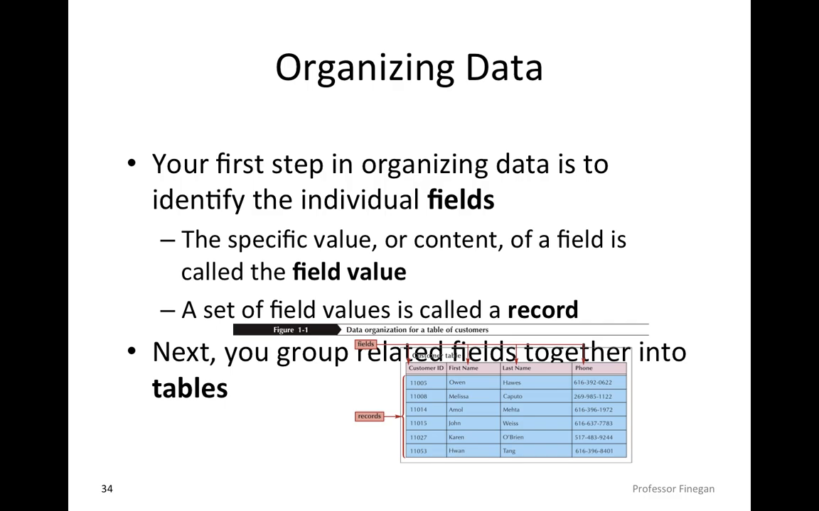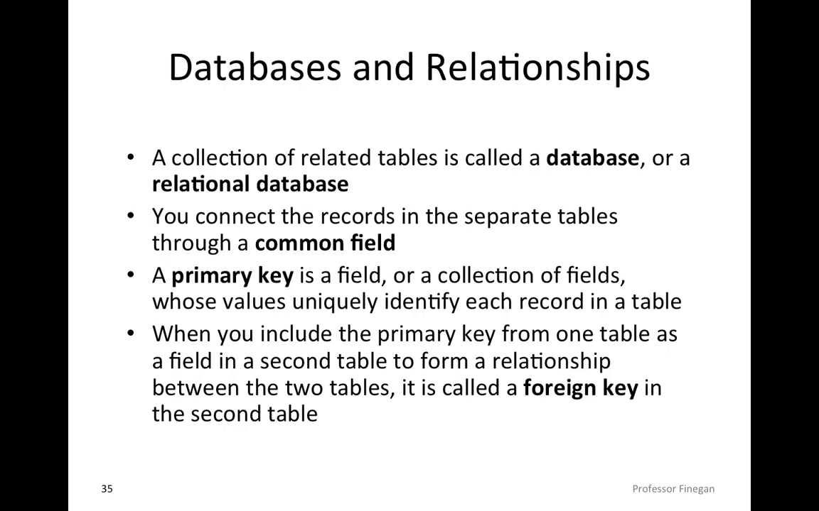The first step in organizing your data is to identify the individual fields and the field values. As previously stated, a collection of related tables is a database or a relational database. I've mentioned keys on numerous occasions, so right now I'm going to take time and read the definition. A primary key is a field or a collection of fields whose values uniquely identify each record in a table. For example, my Loyola ID is the primary key that establishes who I am within Loyola's finance and accounting systems.